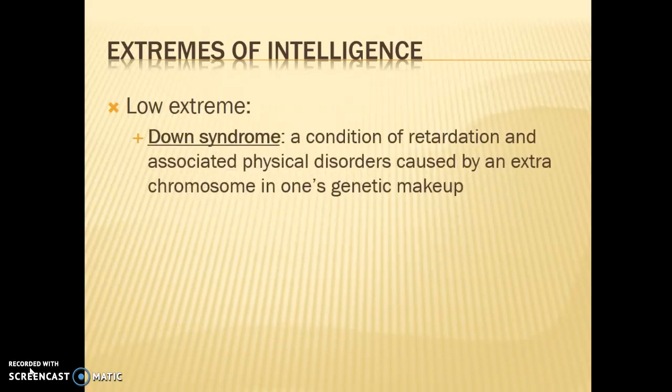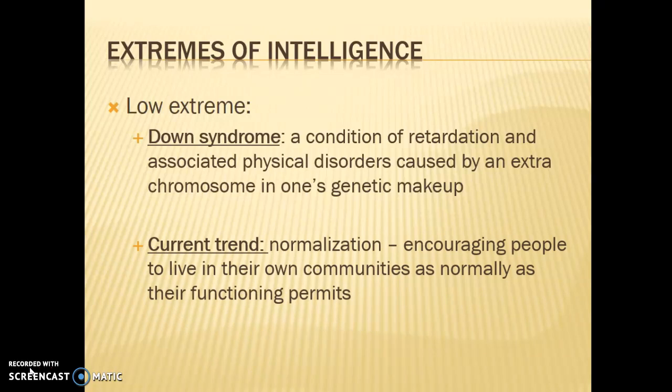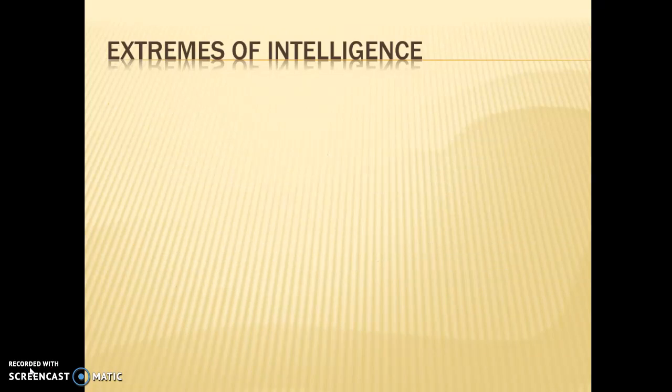Also talking about the low extreme would be people who are diagnosed with Down syndrome, which is a condition of, once again, retardation is not an appropriate word to be using. So it's people who suffer with a mental or cognitive disability that's also associated with physical disorders because they have an extra chromosome. So people who are diagnosed with Down syndrome have 47 chromosomes as opposed to the 46 that other people have. Okay. We're going to skip that.